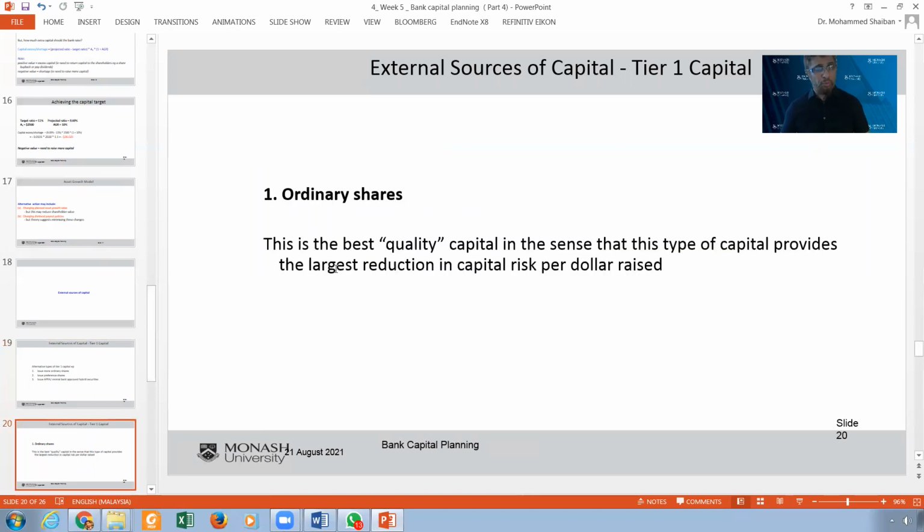I think you know the first one, which is ordinary shares. As you can see, this is the best quality capital. Remember what we mean by quality capital: the access to that capital, and whether it's free to use to cover losses, because all our concern now is to have capital that we can use if we have unexpected losses. So this is the best source, which provides the largest reduction in capital risk per dollar.